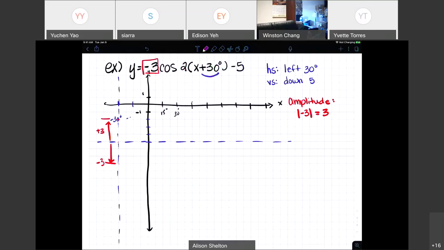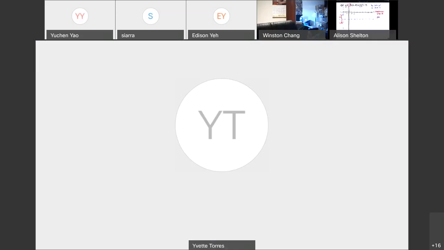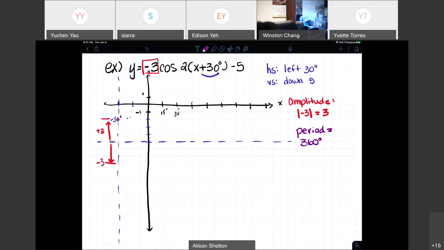For step 4, we want to find the period. The period is equal to 360 degrees divided by B, which in this case is 2. This has a period of 180 degrees. That means if we're starting at -30 degrees, we're going to end at 150 degrees. Let's see, we'll come back to that.